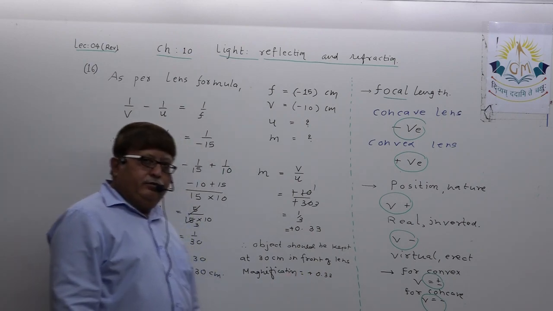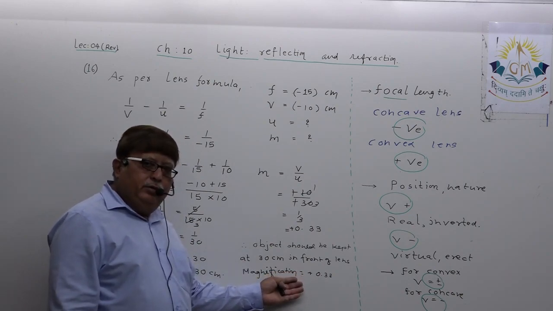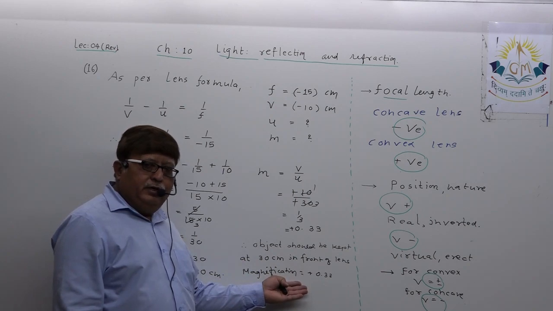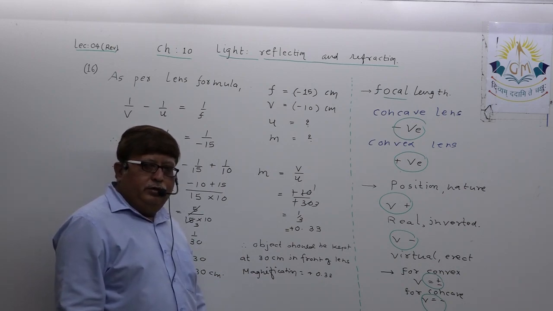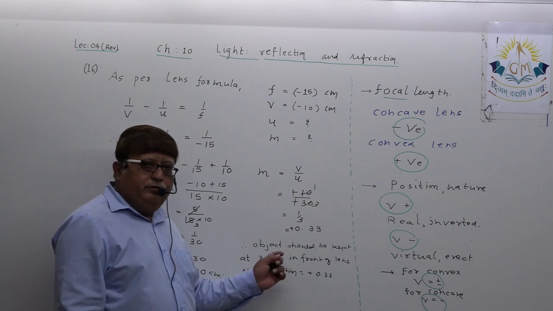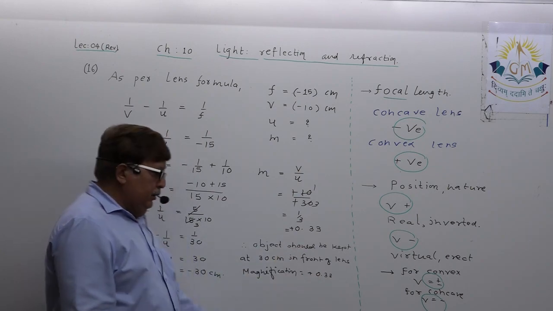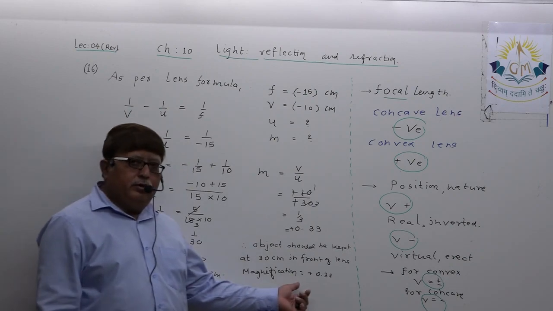Obviously, if I ask you what can be the nature, my dear student, you can answer quite clearly. Magnification positive. So, what can you guess about the nature and size of the image? Image is virtual, erect, and smaller. Okay, image is virtual, erect, and smaller.